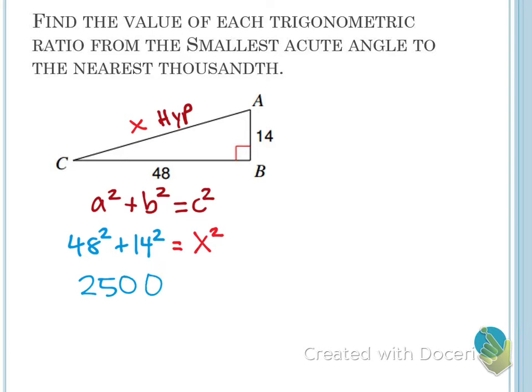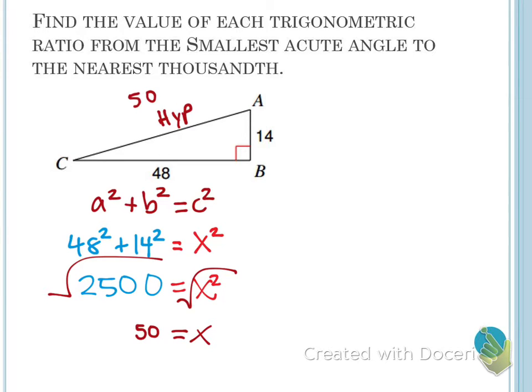2,500 equals x squared. Take the square root, and that missing side is 50. So go ahead and label it 50.